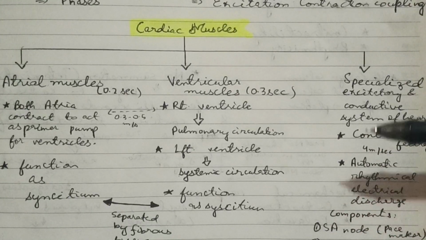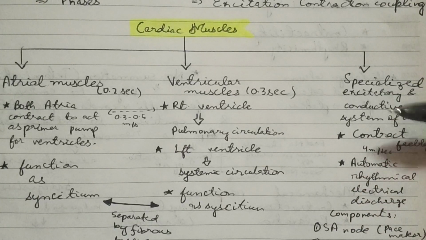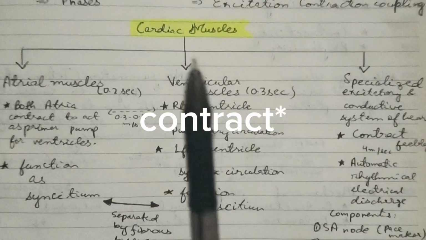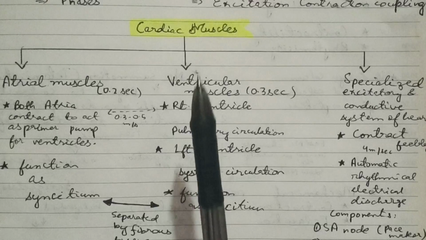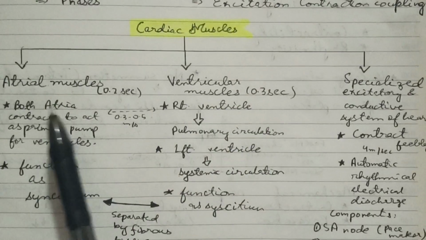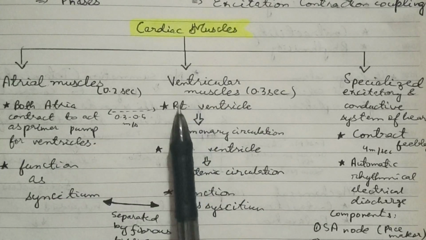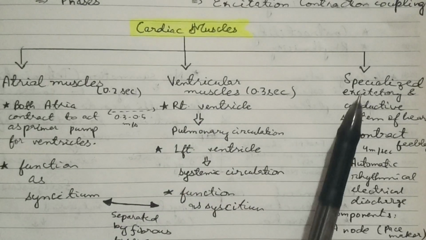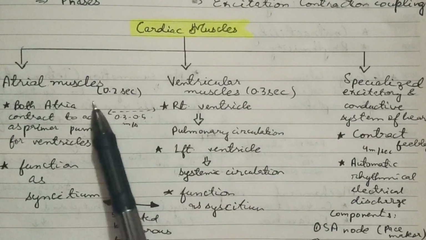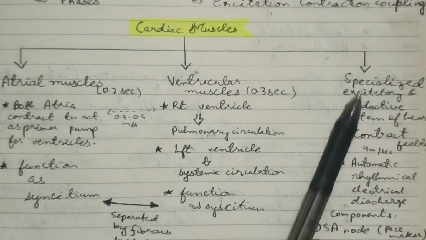They maintain a continuous and rhythmical electrical discharge under the influence of which atrial muscles and ventricular muscles contract. Okay, so up till now it should be clear that the atrial and ventricular muscles are responsible for the pumping of blood, while the contraction of both these groups of muscles is due to the specialized excitatory and conductive system of the heart.